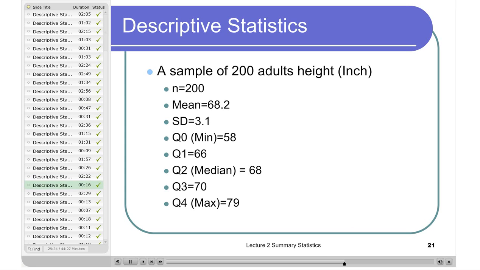Now we're going to do an example of finding a box and whiskers plot using the data from our histogram of 200 adults' heights. You might want to take a minute to write down the numbers on this slide because these are the numbers we're going to be using to construct the box and whiskers plot on the following slide.